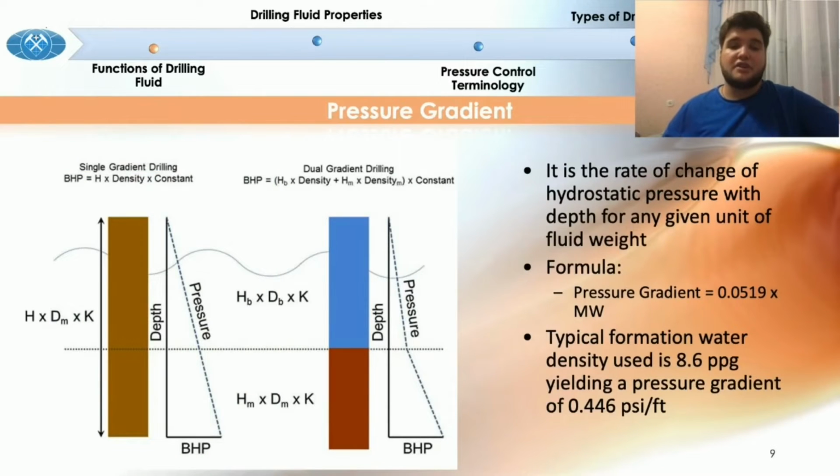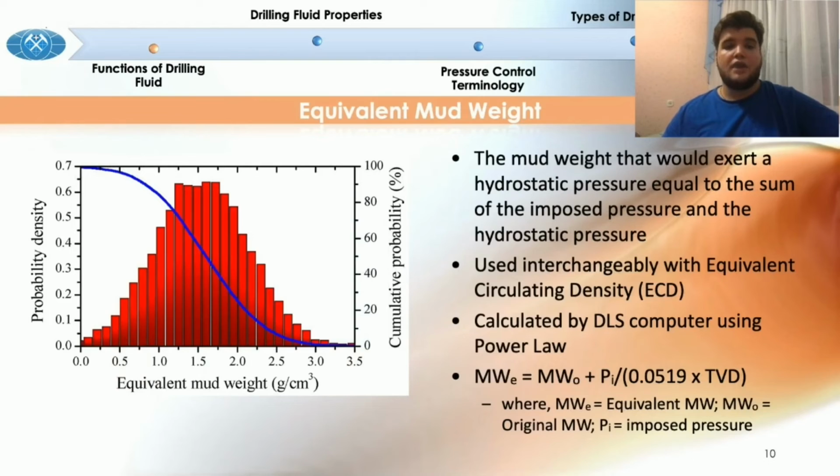Next is the pressure gradient. Pressure gradient is the rate of change of the hydrostatic pressure with depth for any given unit of fluid weight. Typical formation water density used is 8.6 ppg, yielding a pressure gradient of 0.446 psi per foot.